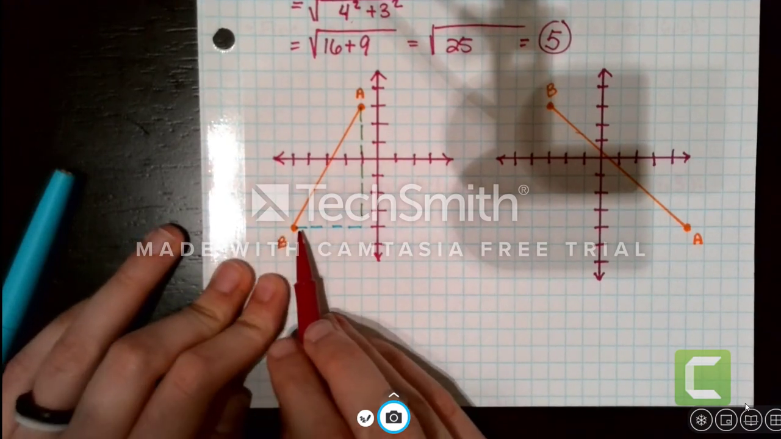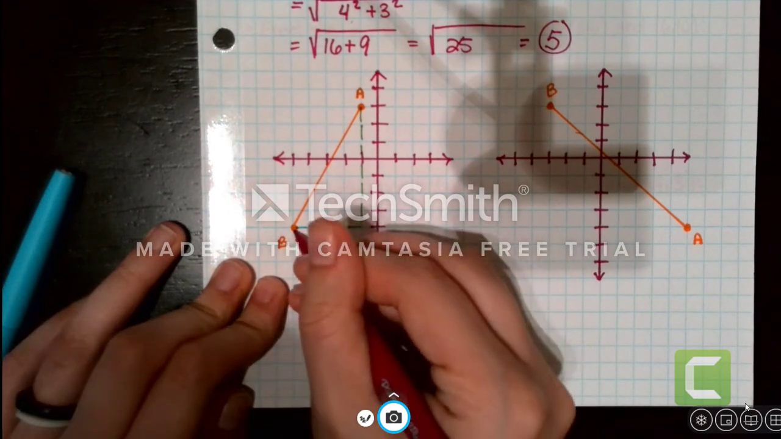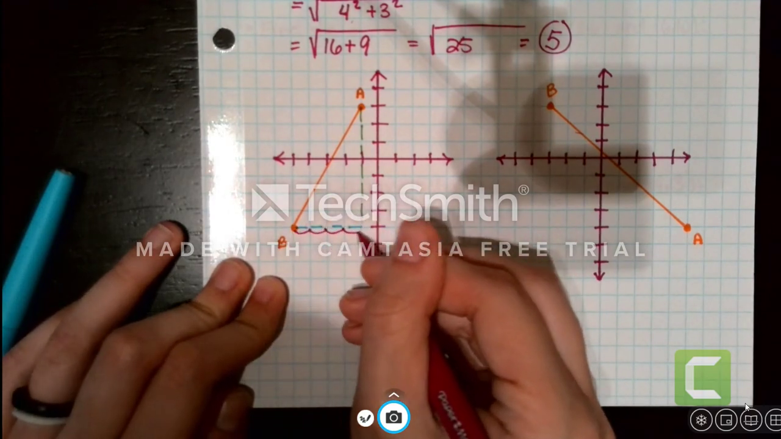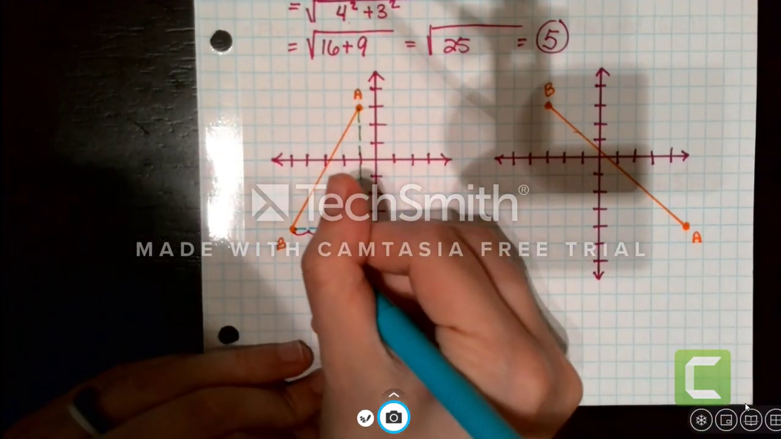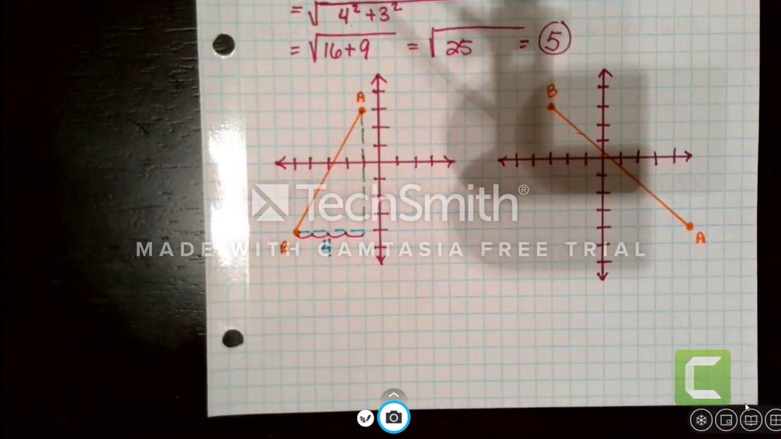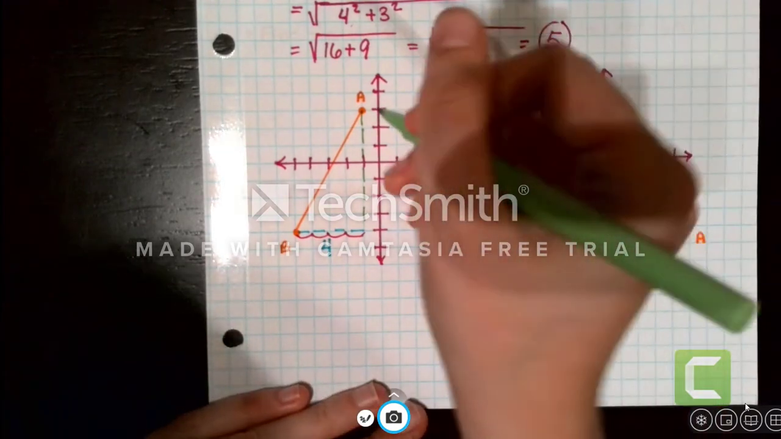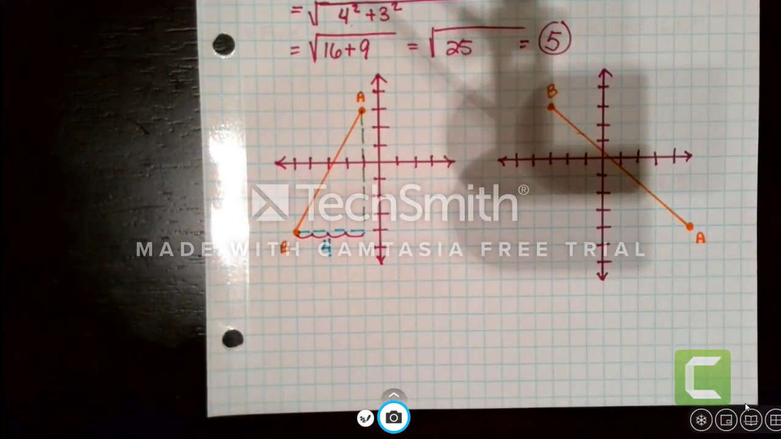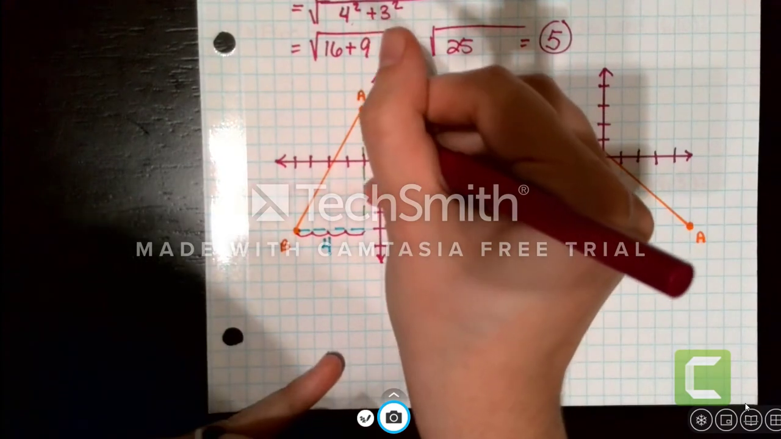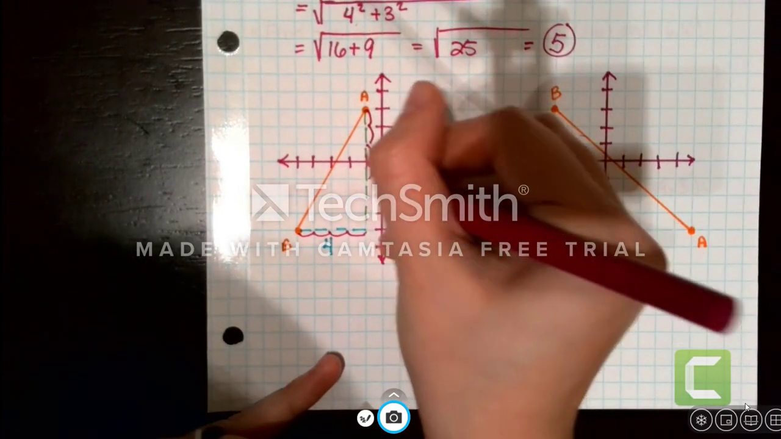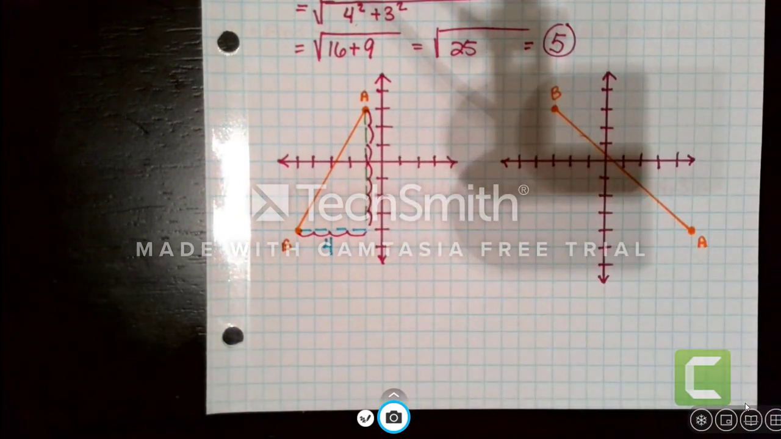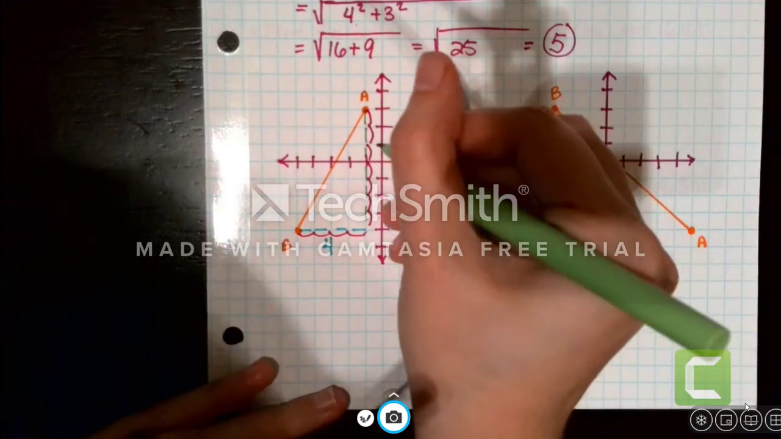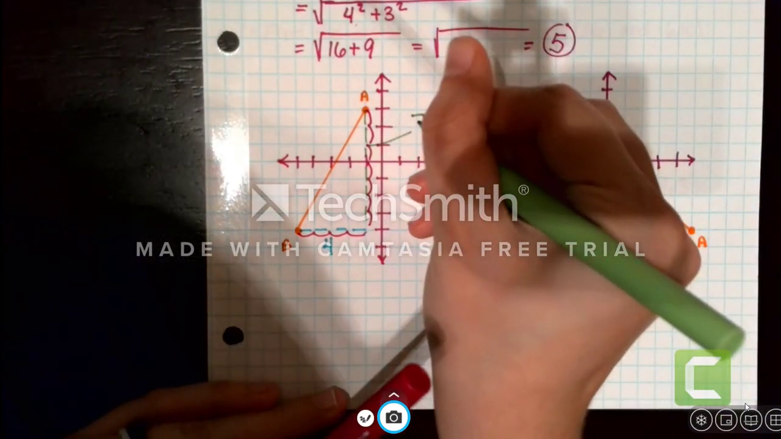For our base, we have a length of 1, 2, 3, and 4. So since I was able to count 4 for my base, I can say my horizontal length is 4. Same thing goes for your height or your vertical length. I'm going to count 1, 2, 3, 4, 5, 6, 7. With a counted value of 7, that means my height has a length of 7.